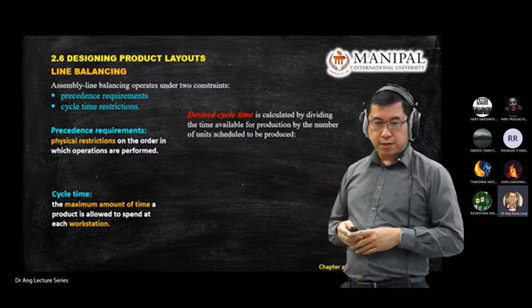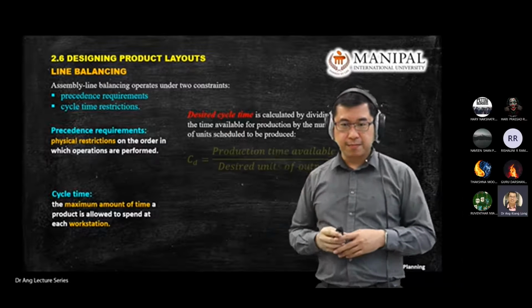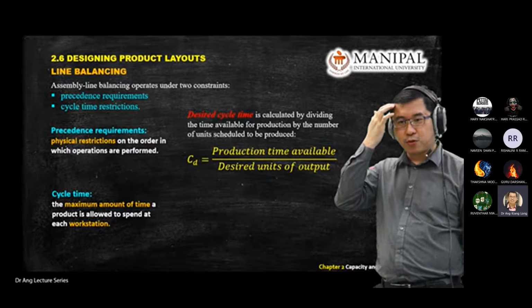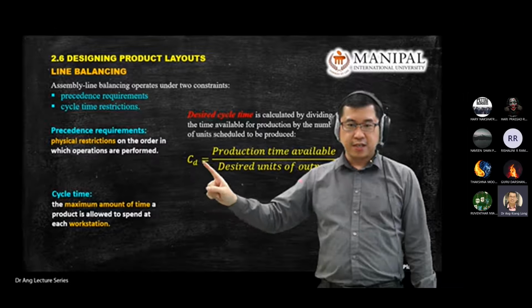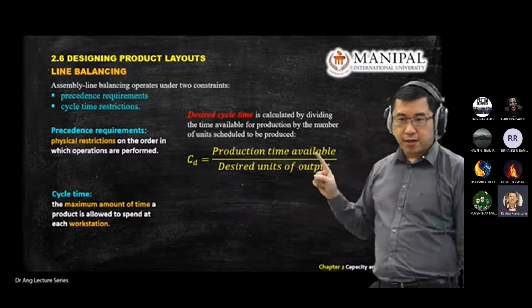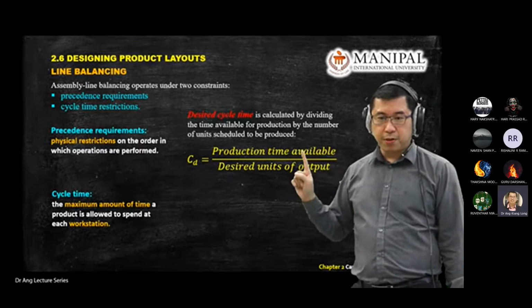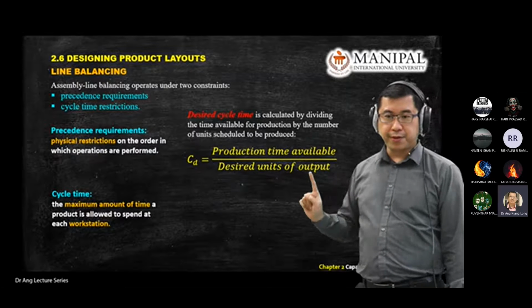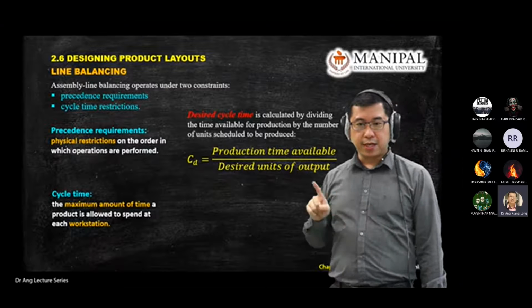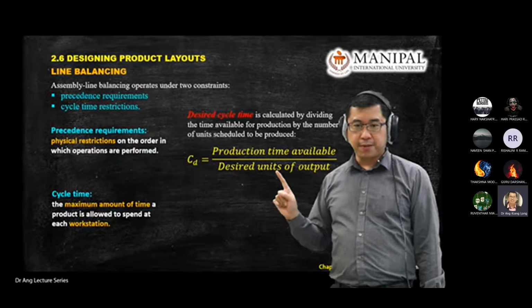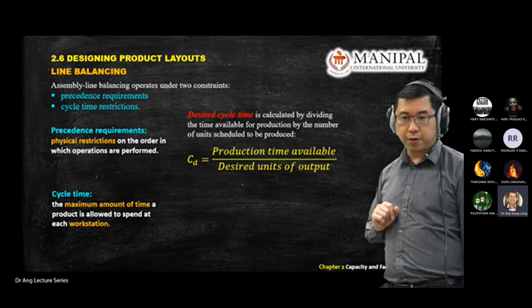There's one equation we call desired cycle time, given by this one. I think this is the first equation for today. C sub D, the desired cycle time, equals production time available divided by desired units of output.